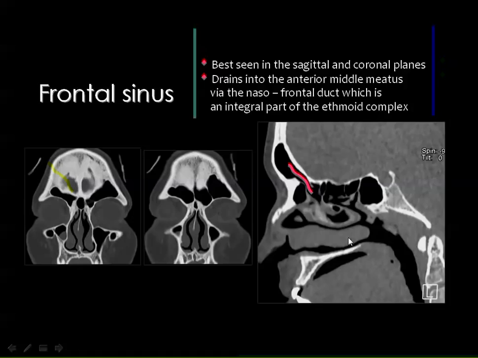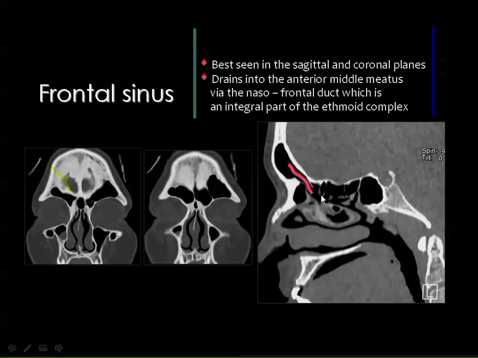You know, this is the sagittal reconstruction, and this is the hard palate, inferior turbinate, middle turbinate, which is pneumatized. It's known as concha bullosa. I will mention it in a moment. Then this is the route of drainage of the frontal sinus through the anterior ethmoids into the middle meatus. Then the nasofrontal duct is a component of the anterior ethmoids.